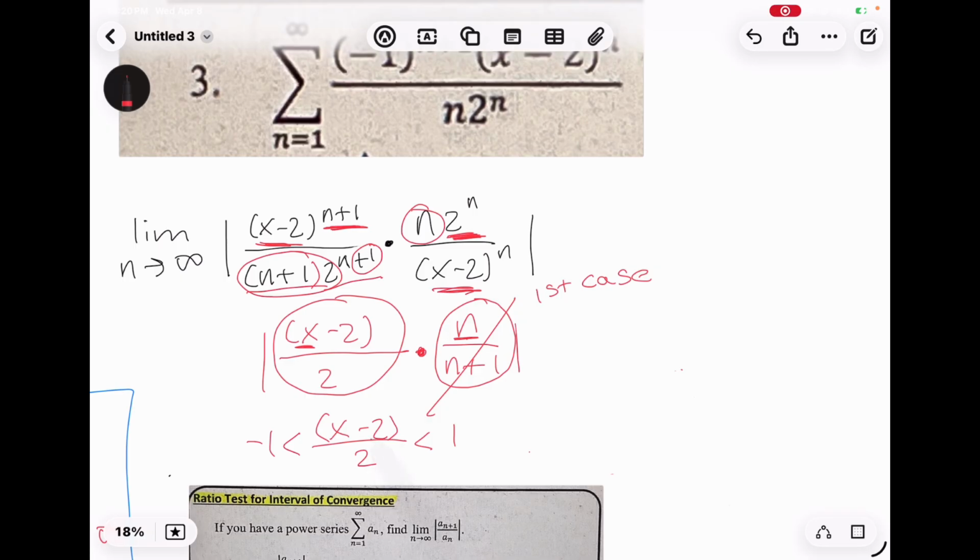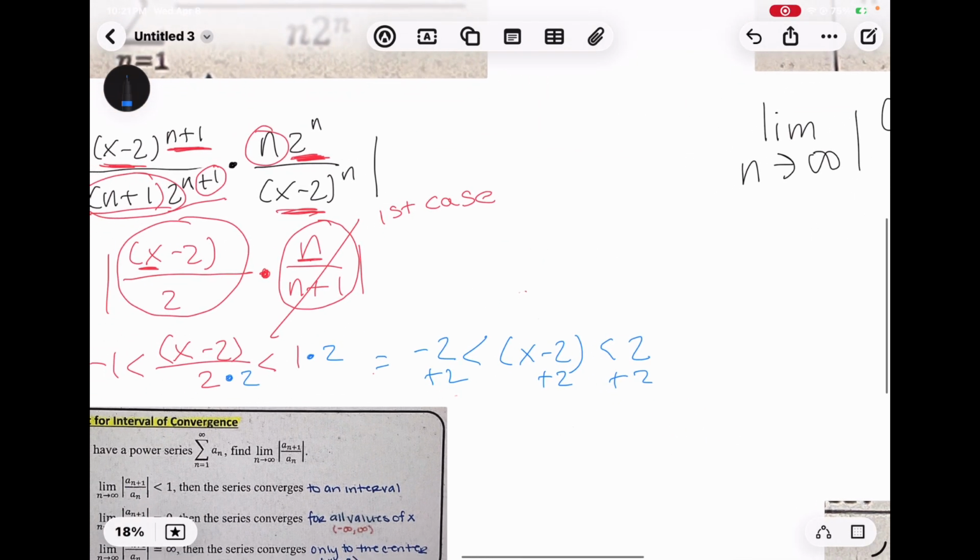We just get x by itself. So this gives us negative 2. So add 2, add 2, add 2. This gives us 0 is less than x, and x is greater than 0, less than 4.